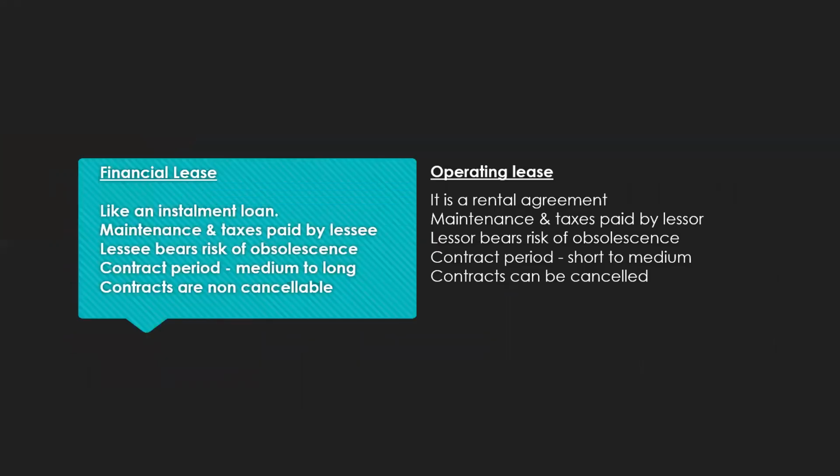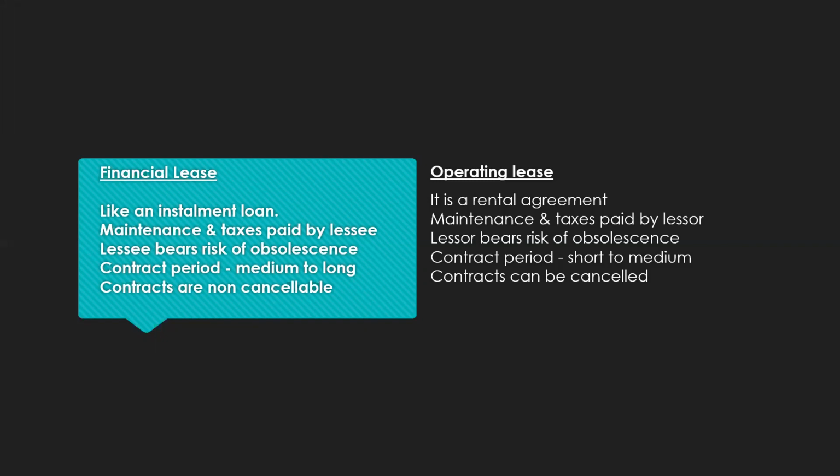So what is the difference between financial lease and operating lease? Financial lease is like an installment loan where you're going to take possession of the asset and slowly pay off the rentals along with the interest. That is, the rentals will include an interest also. That is, if you are holding that asset for 15 years, at the end of 15 years, if you calculate the actual amount that you paid as rentals, it is going to come up to more than the actual cost of the asset. So it's like an installment loan.